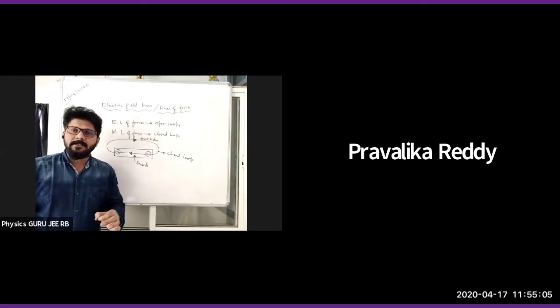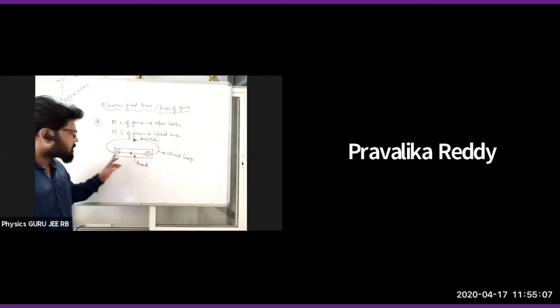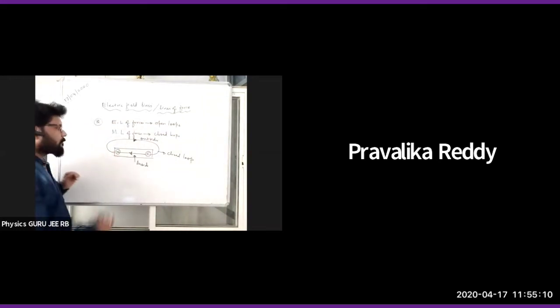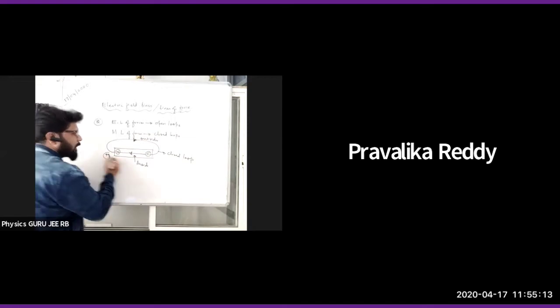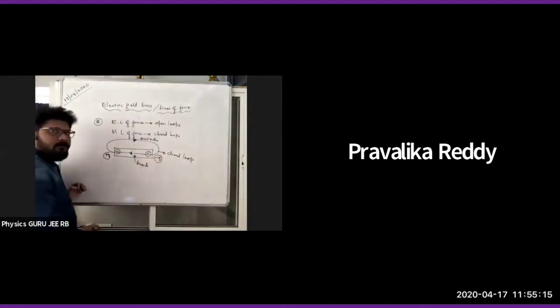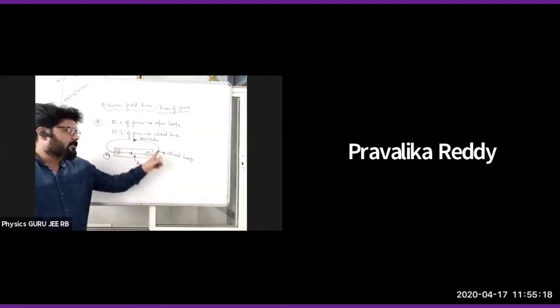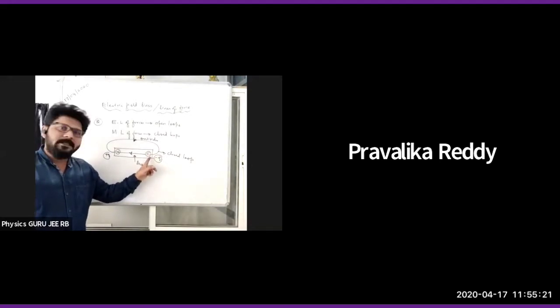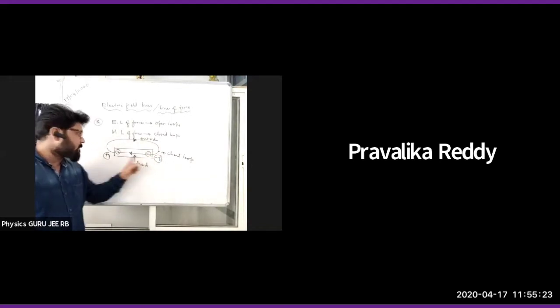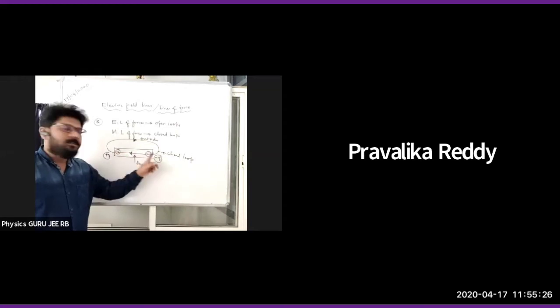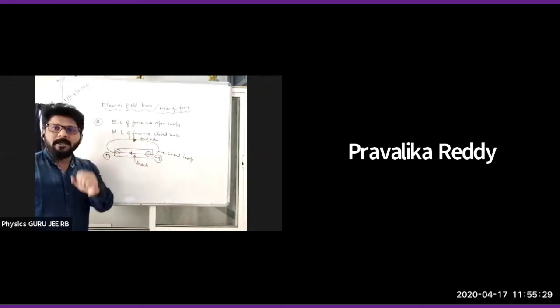Why are they considered closed loops? Because they start at the north pole. The north pole acts like a positive charge and the south pole acts as a negative charge. So they start at the north pole and end at the south pole outside, and inside they go from south to north. So they are forming closed loops.